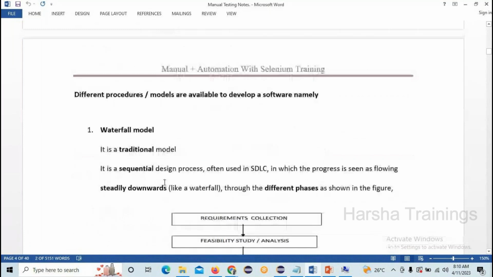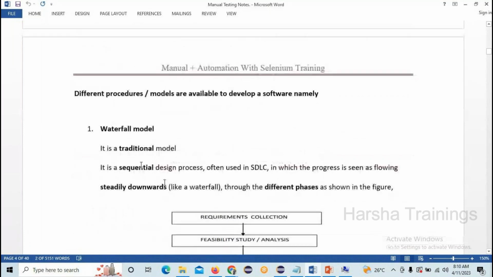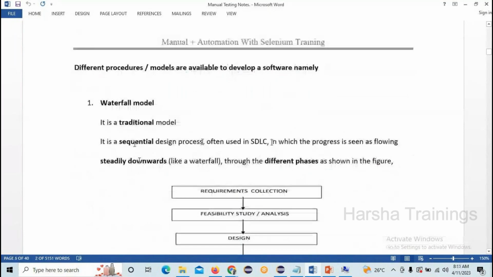So here it is a sequential design process often used in the SDLC in which the progress is seen as falling steadily downwards. I hope most of you have seen waterfalls, either in real life or in the movies or in videos, wherever it is. You may see the waterfalls, right? So whenever a waterfall falls from top to bottom, will it revert back?